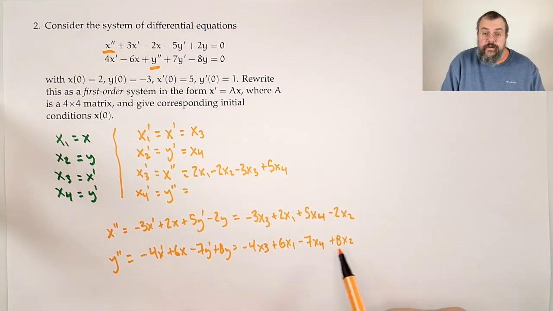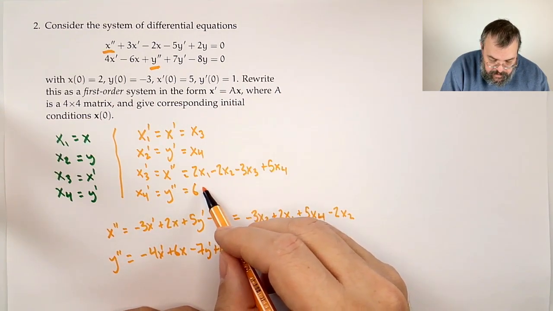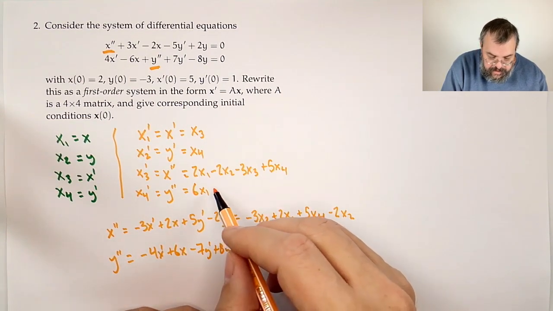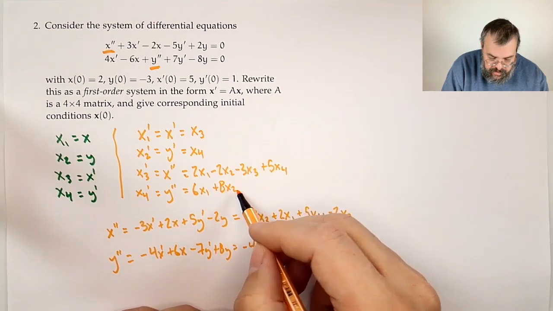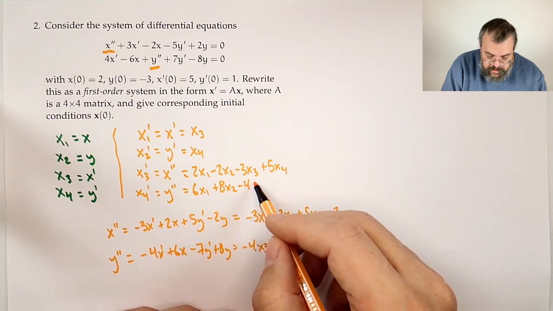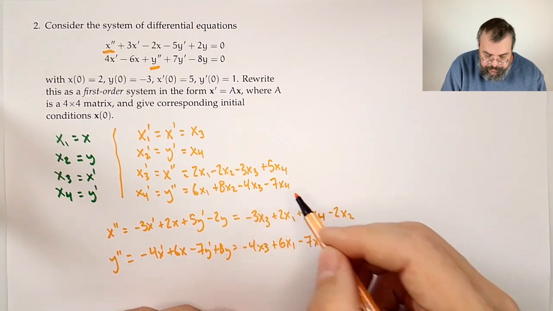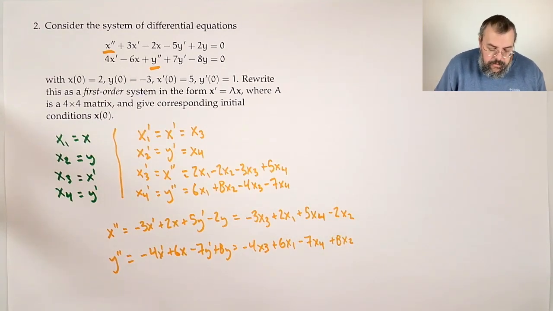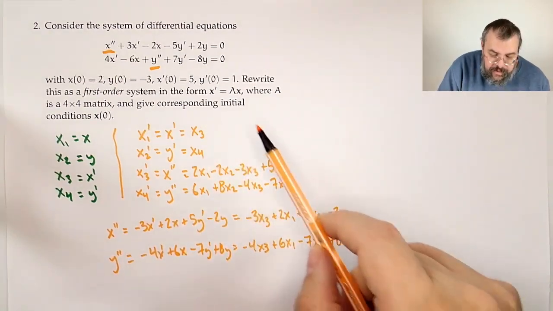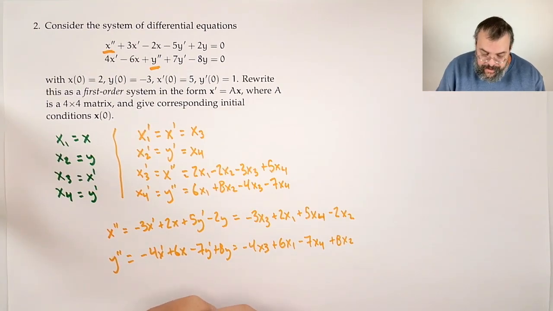Again, let's change the order up. So we'd have 6x1 and 8x2, and let's see, what do we have? Minus 4x3 and minus 7x4. And now we're like, great, perfect, because these are our coefficients. So we now can write down our matrix form.